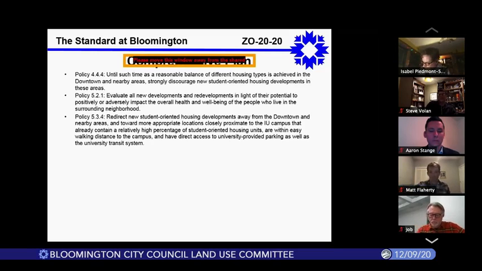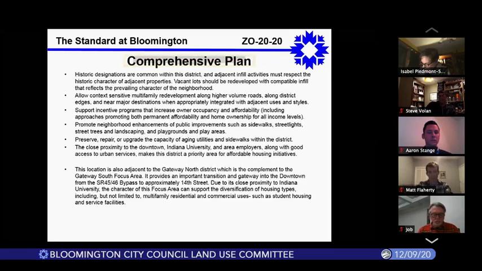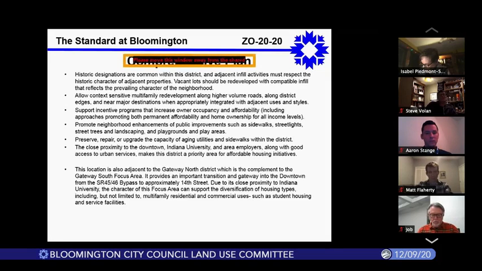So the comprehensive plan encouraged us to look at areas outside the downtown. The Gateway North area was one of the areas that was specifically highlighted that could be an ideal location for that use. And so that was one of the many reasons that the Plan Commission reviewed this petition and recommended forwarding this to you with a positive recommendation.